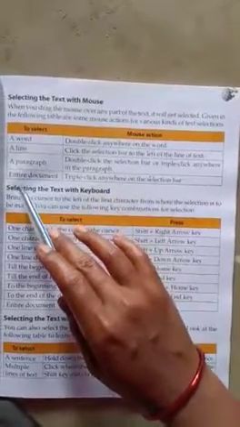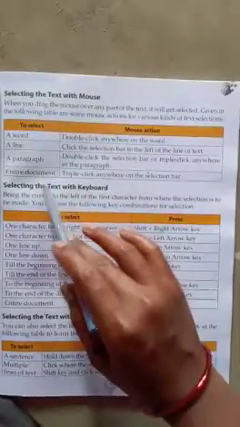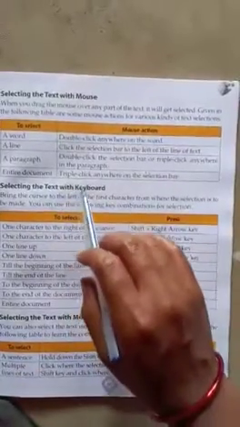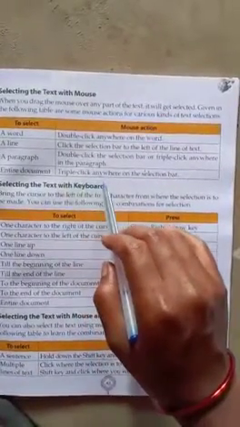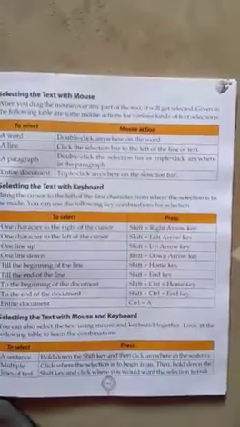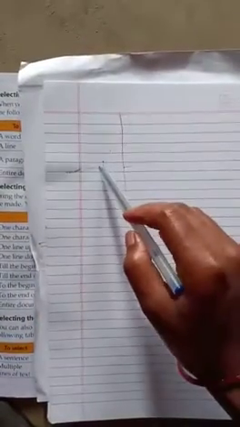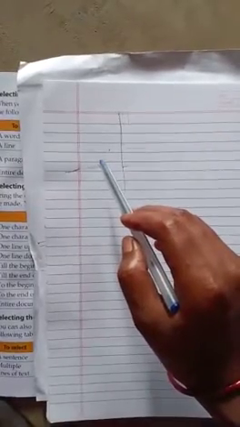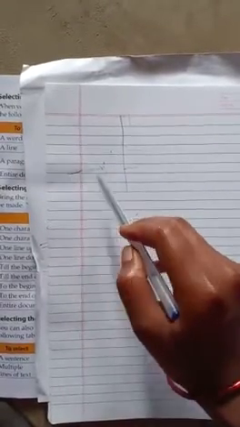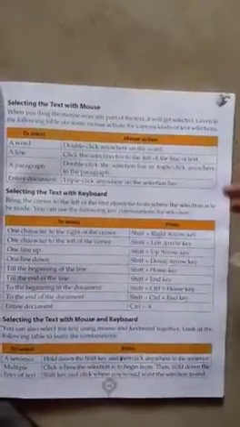To select the entire document, triple click anywhere on the selection bar. So to select the entire document, you triple click in the selection bar, then your entire document will be selected.